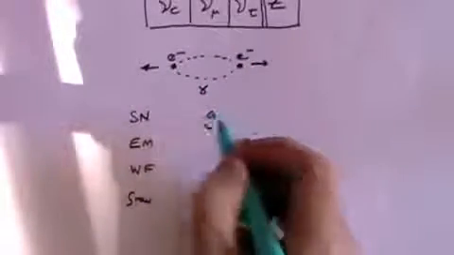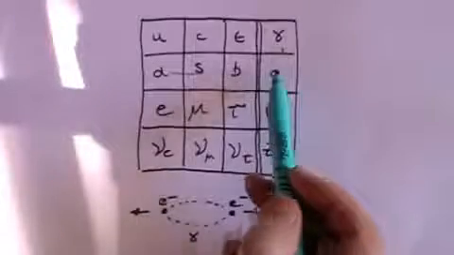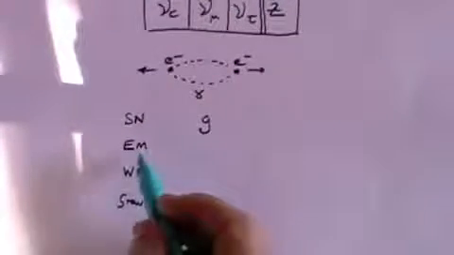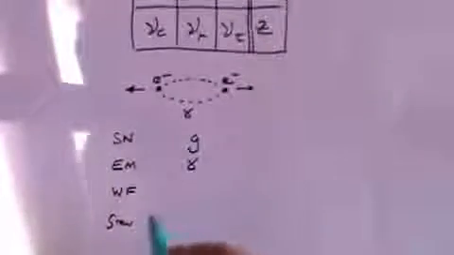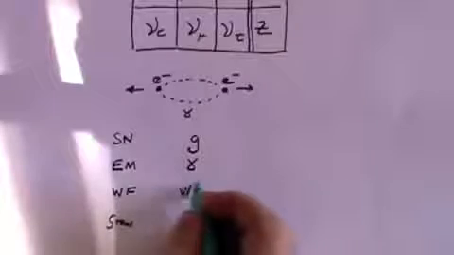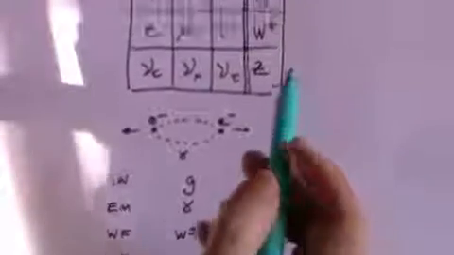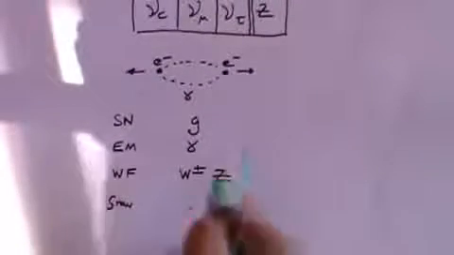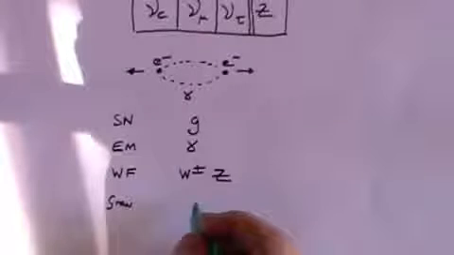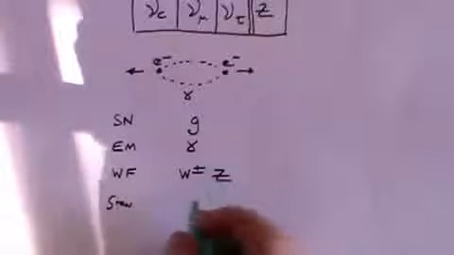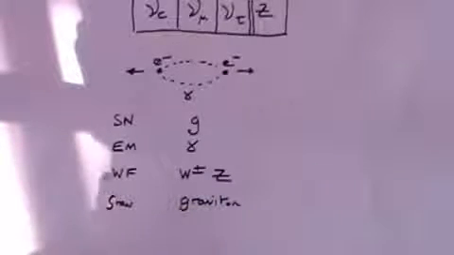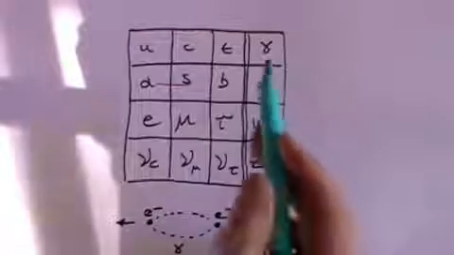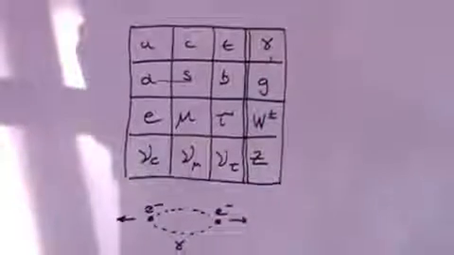For the strong nuclear, it's the gluon. For the electromagnetic force, it's the photon. For the weak force, it's actually the W plus and minus and the Z. Both of those are responsible for the weak force. And in fact, we don't know what the boson is for gravity, because we've never found it. We think it's a thing called a graviton. But there's no evidence for that, and for that reason, it doesn't feature in the standard model.